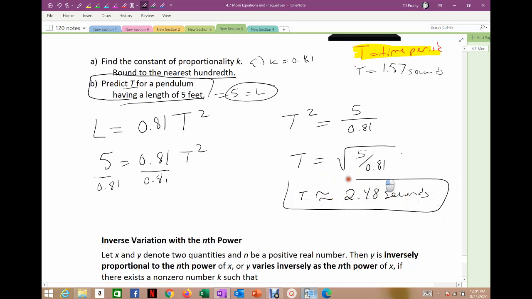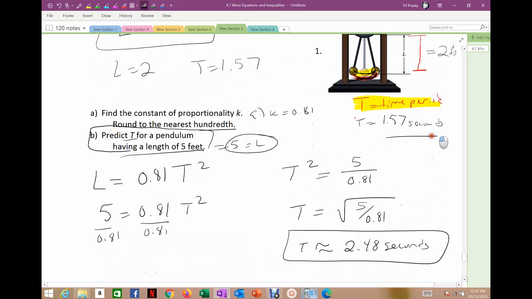All right, so if I lengthen the pendulum to 5 feet from 2 feet, when it was 2 feet, it took 1.57 seconds to swing back and forth. When I lengthened it to 5 feet, it should make sense: it's longer, it's got a bigger swing, and so now it takes 2.48 seconds.